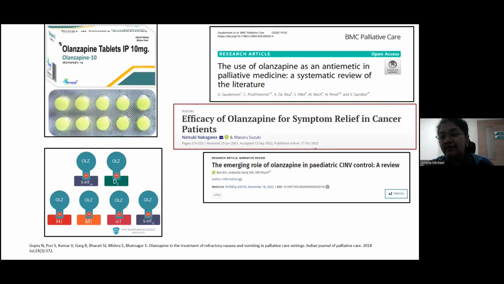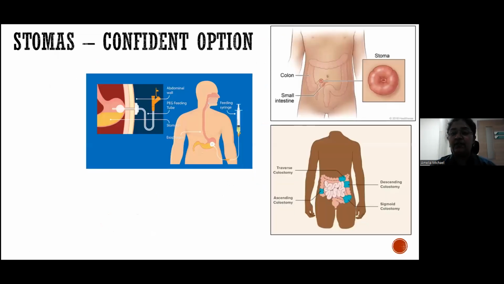If you don't have access to IV medications before a nurse can be called, you know in India how difficult it is to get nurses to come home in time if there is prolonged vomiting, and getting to hospital can prove to be a very, very difficult task. So use olanzapine to your benefit, okay?